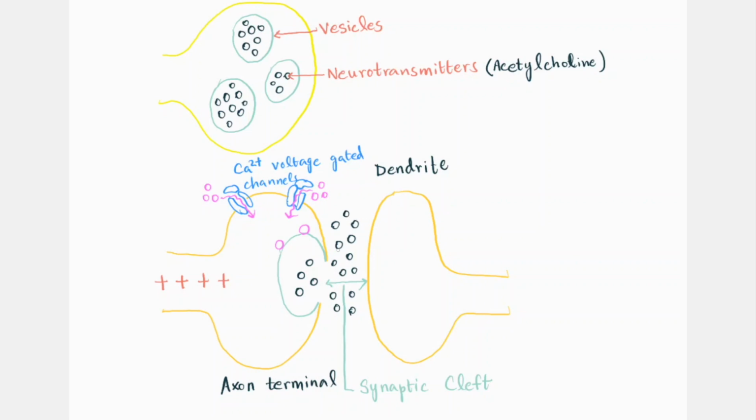Master gave Dobby a sock, Dobby is free. Master gave the vesicle a calcium ion, acetylcholine is free. Okay? Yeah.